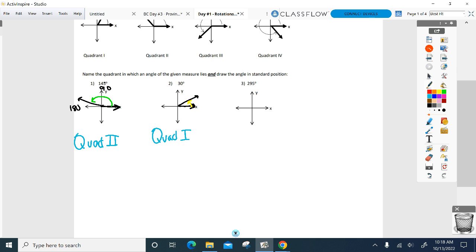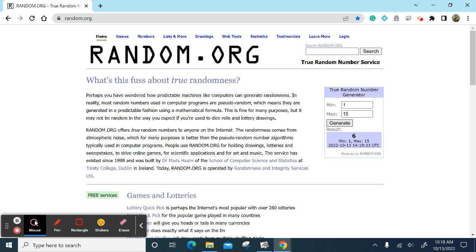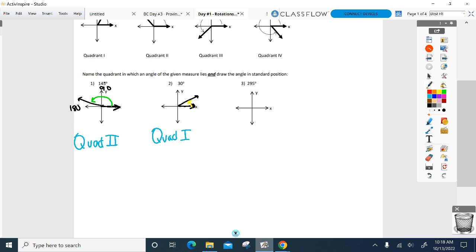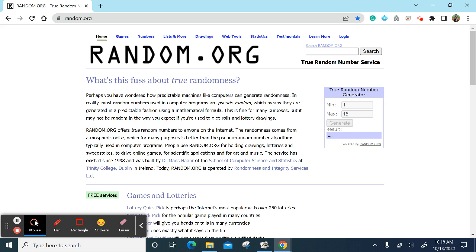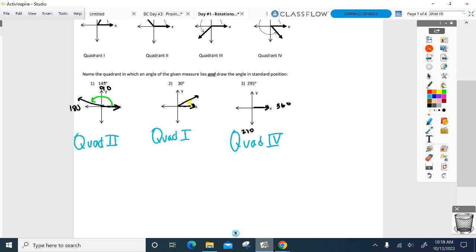295, where am I? What quad? Quadrant 4. First side is on the x-axis as usual. Before I draw this in quad 4, should it be closer to 270, or should this be closer to 360, my terminal side? What should it be closer to? Where should I draw it closer to?